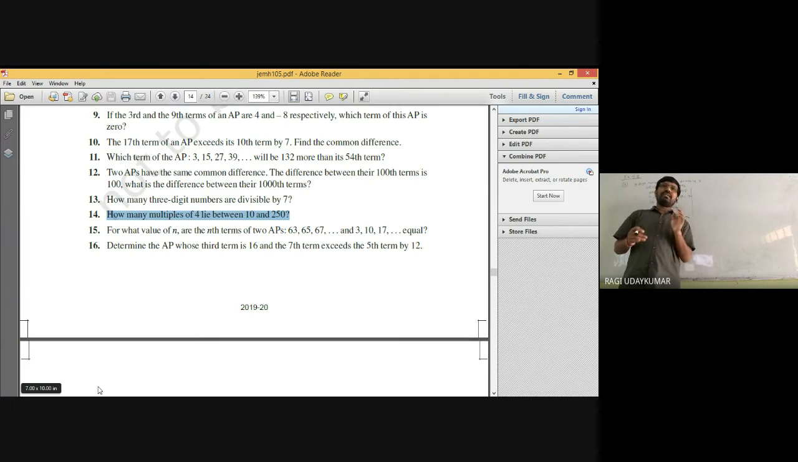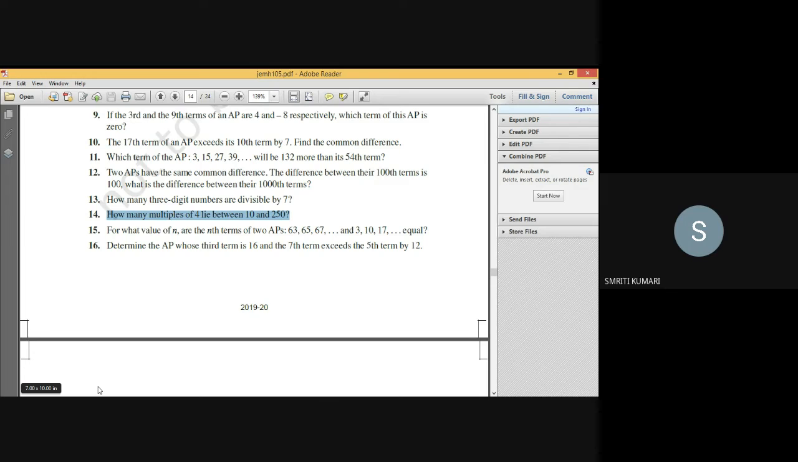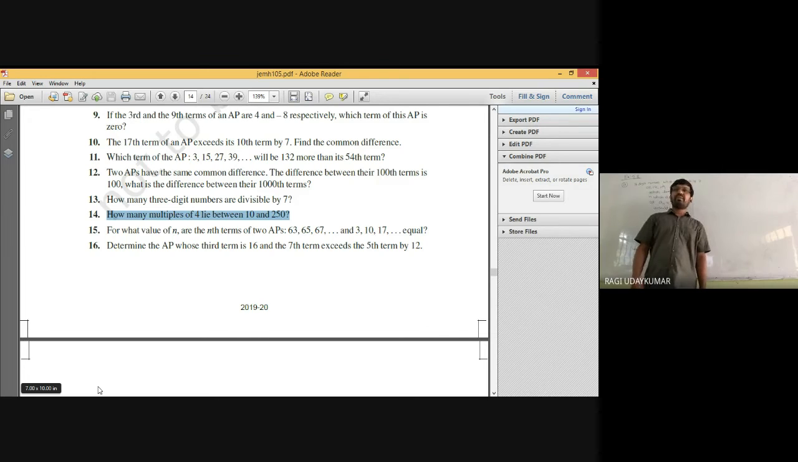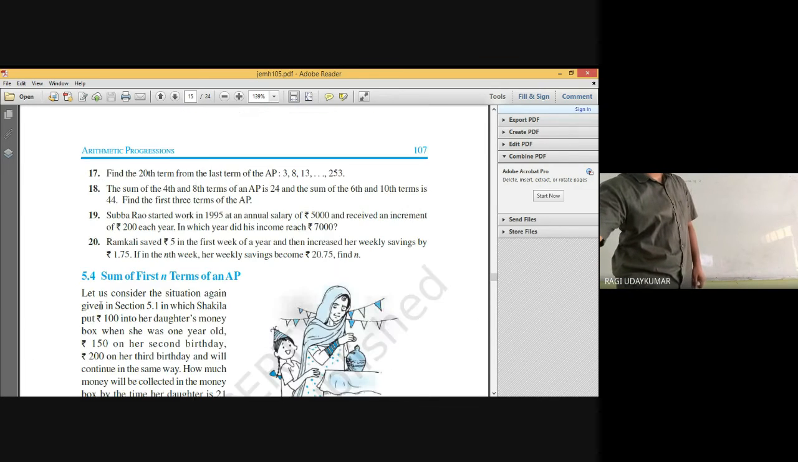Suppose 10 is given. If it is given as 12, 12 should not be taken for between 12 and 250, even though 12 is divisible by 4. From 16 onwards you need to consider. And the last number divisible by 4 that is less than 250, how do you find it? Divide 250 by 4, see what remainder you get, and subtract that remainder from 250. So it will be 248. That is the procedure I am explaining to you. Is it clear to you?